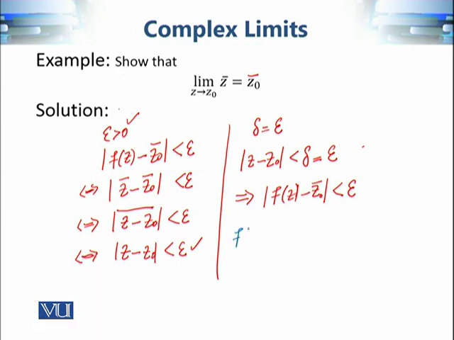Let's write it down again. The modulus of f of z minus z0 conjugate is less than epsilon whenever we consider the modulus of z minus z0 less than delta. So that's why we can say that the limit of this conjugate function when z approaches z0 is equal to z0 conjugate.